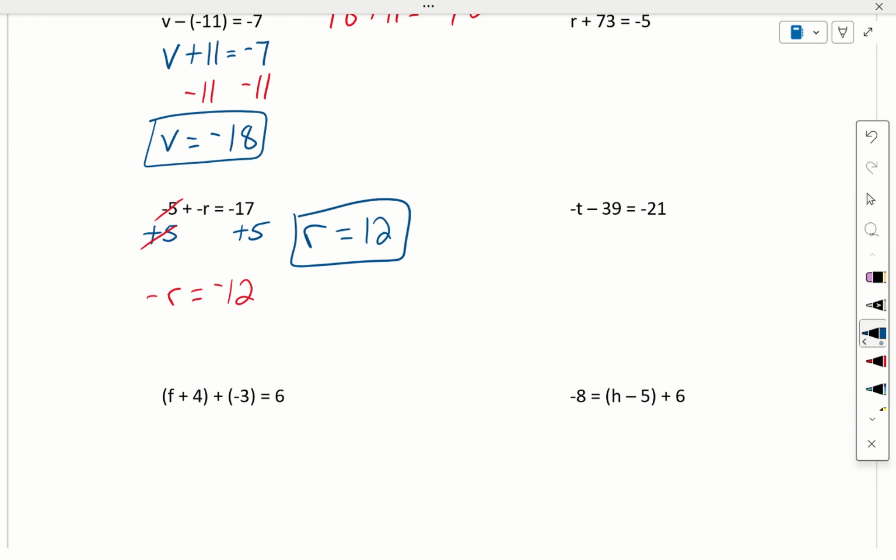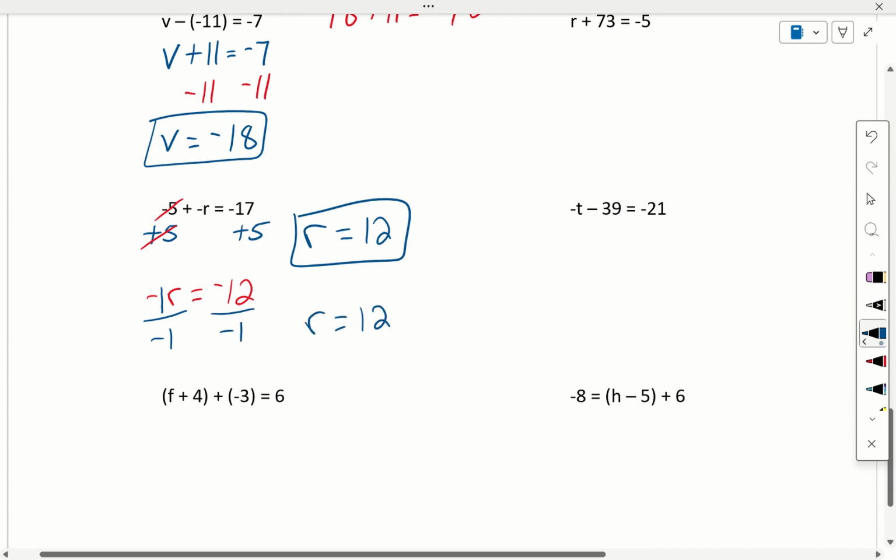You could also think about it as there being a negative 1 in front of the r. And we haven't talked about this yet, but we will. You'll divide by negative 1, and you get r equals, again, 12. Okay, you can plug that back in and check it. Let's do that now, I guess.